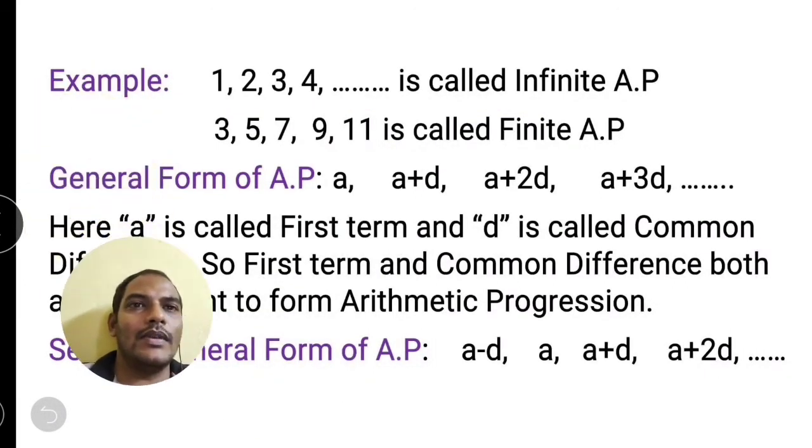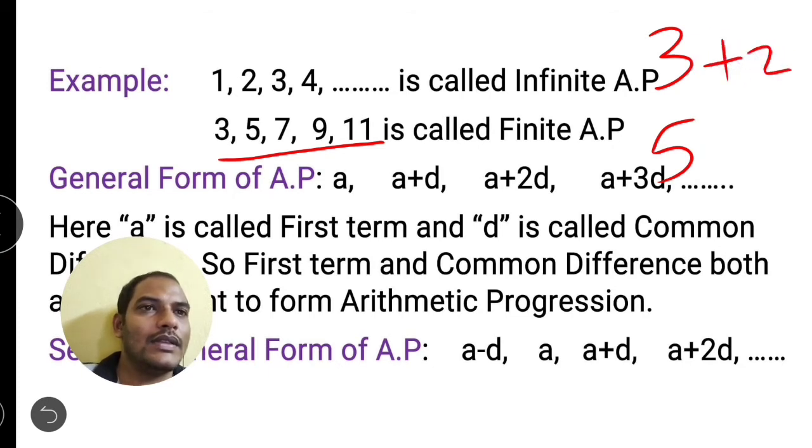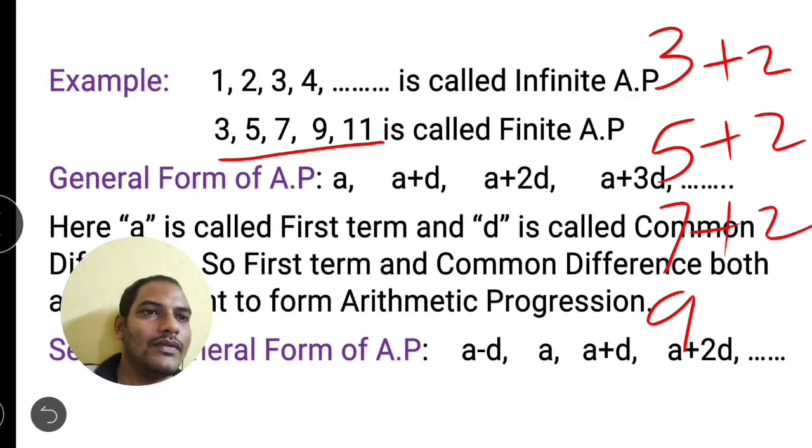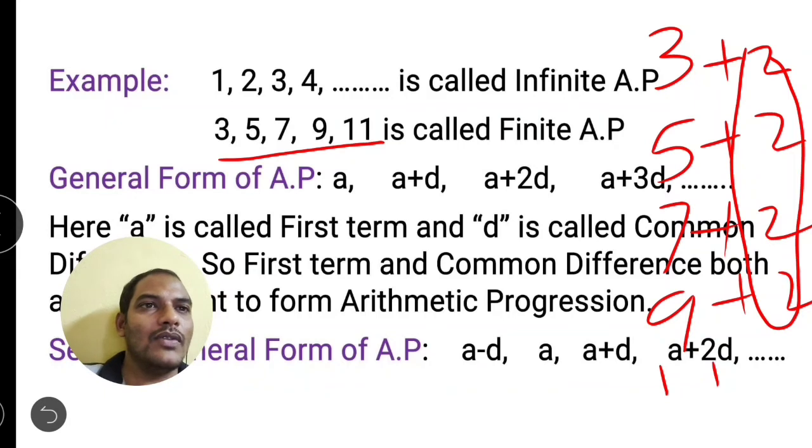The second example is 3, 5, 7, 9, 11. First term 3, second term 5. 3 plus 2 is 5. Next, third term 7. 5 plus 2, 7. Fourth term 9. 7 plus 2, 9. Fifth term 11. 9 plus 2, 11. In each case we are adding a fixed number. So that is why it is an example for the arithmetic progression.